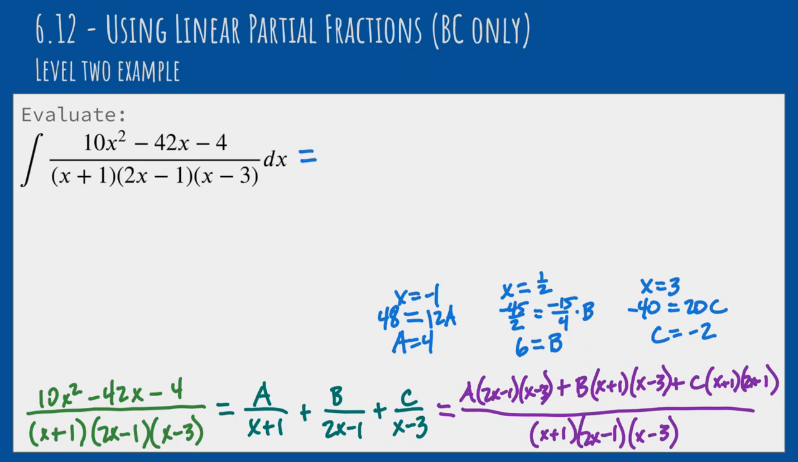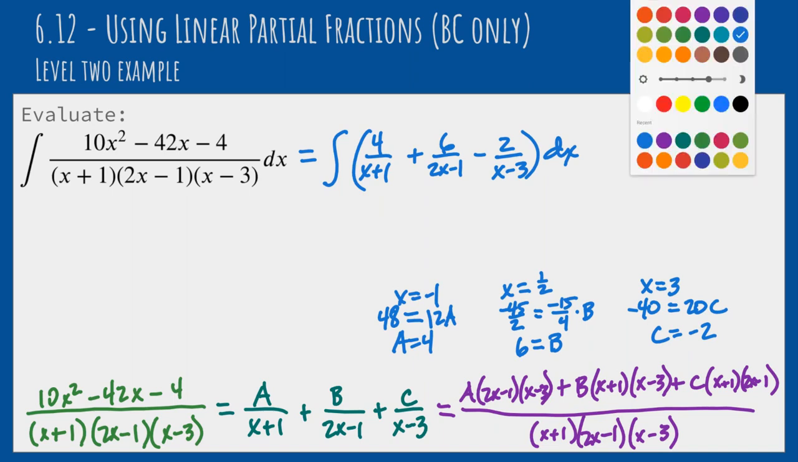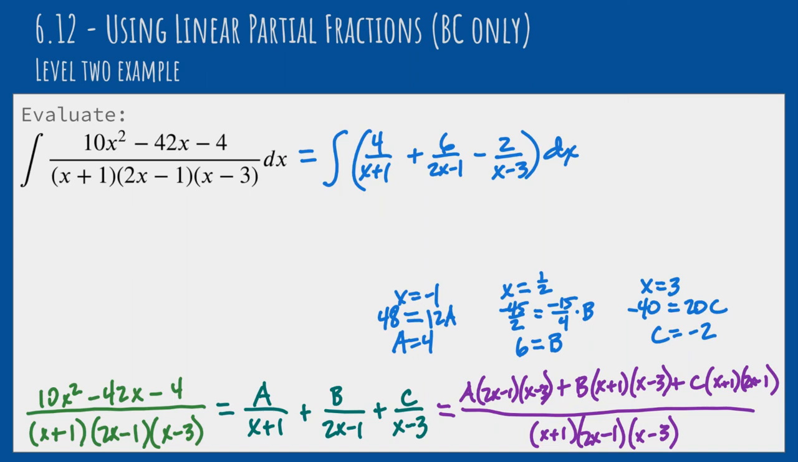So we can rewrite this entire thing as the antiderivative of, so A is 4, so 4 over x plus 1. B is 6, so plus 6 over 2x minus 1. C is negative 2, so minus 2 over x minus 3. Put all of that in parentheses, times dx. So just term by term, all of these are going to involve natural logs. The one we have to be careful about is the one that has that 2 there. So I'll talk about that when we get to it.